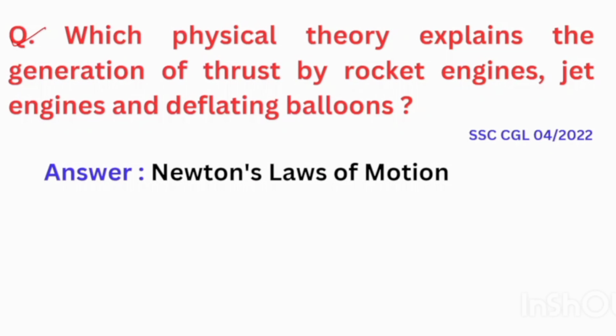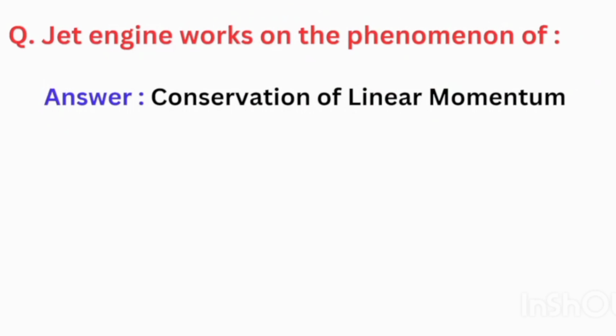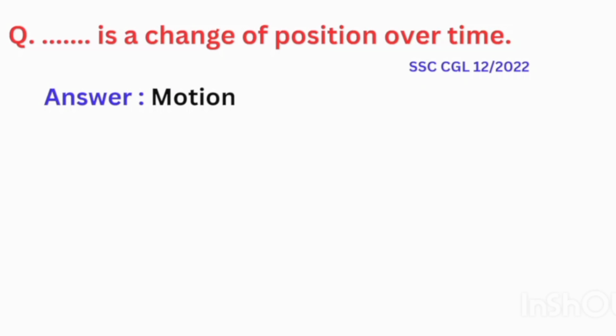Which physical theory explains the generation of thrust by rocket engines, jet engines, and deflating balloons? Means, which is the physical theory which explains these three things? The correct answer is Newton's laws of motion. Next is, jet engine works on the phenomena of conservation of linear momentum. Next is, dash is a change of position over time. Motion is a change of position over time.